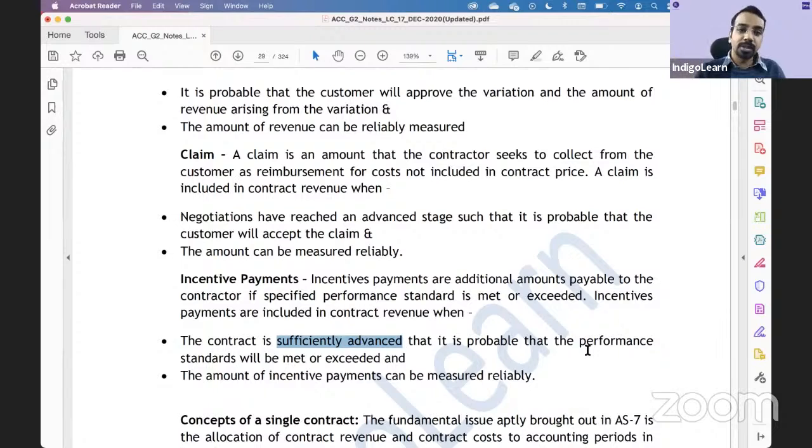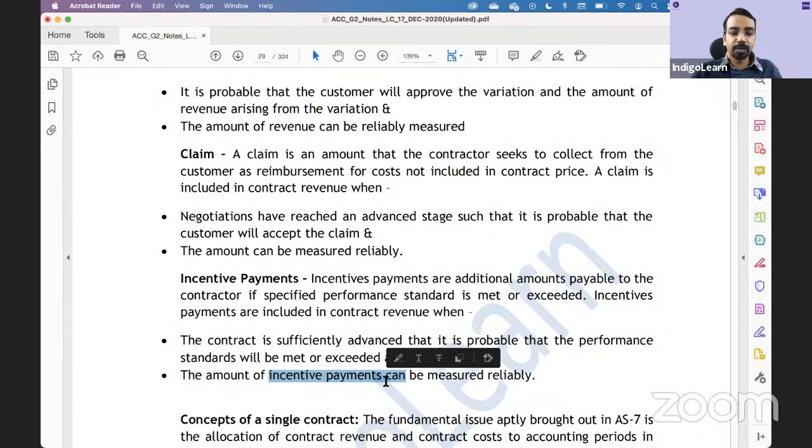You will see in most of the standards, you must be able to measure the cost reliably or revenue reliably. You have to ensure the collectability. You have to ensure that the cost can be measured reliably. Even here, you will be able to measure the incentive reliably. Only then you can recognize the incentive payment. Less likely that you will be getting questions on these lines. You may get, I'm not saying no, but more often than not, you get questions on numericals.